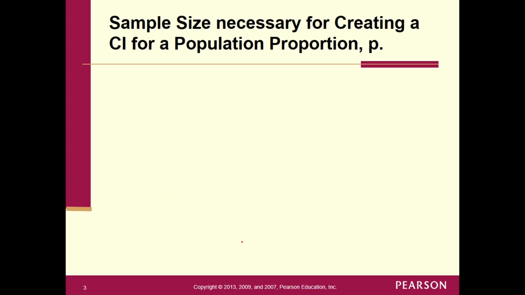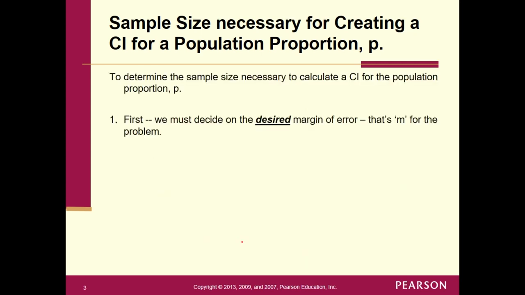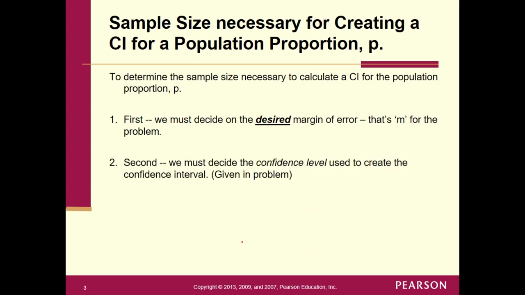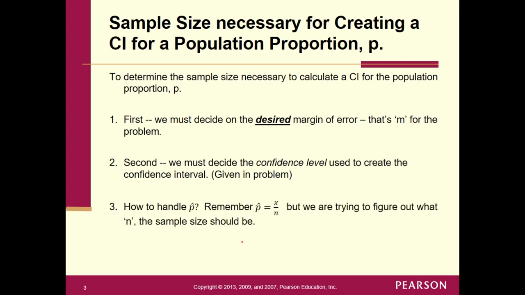First, what we must decide on is the desired margin of error. Second, we must decide the confidence level used to create the confidence interval, because if we want a 95% confidence interval, we know in our formula that we're going to have to use 1.96 for our critical value, and so on and so forth. Third, how to handle p hat. Remember, p hat is x over n, but we're trying to figure out what n should be. So we don't have a value for n, so we have to figure out how to handle p hat in this formula.